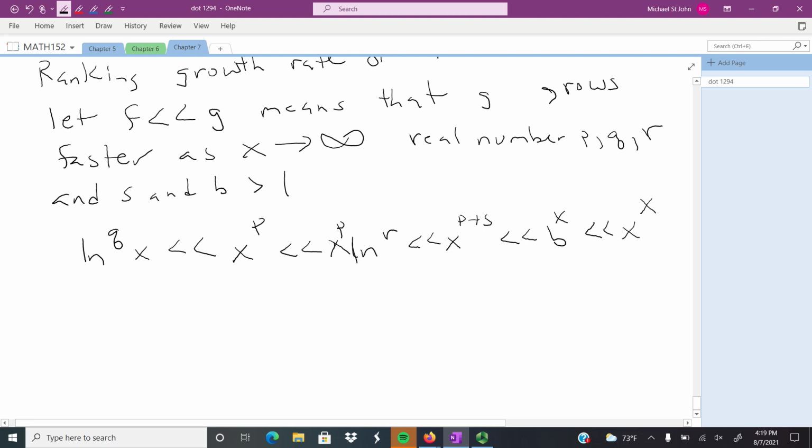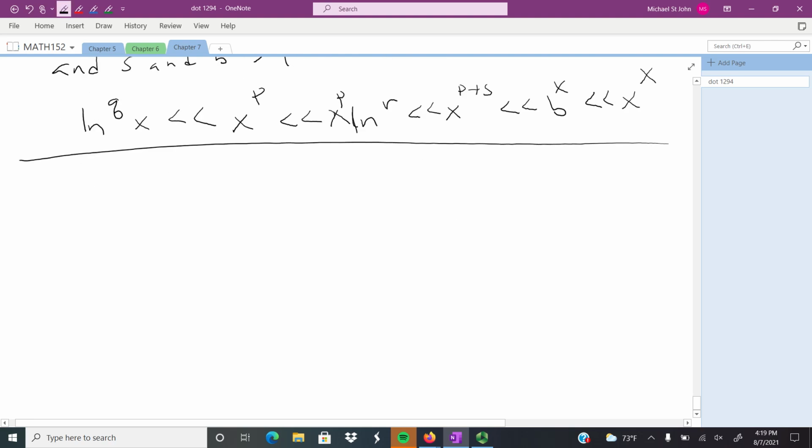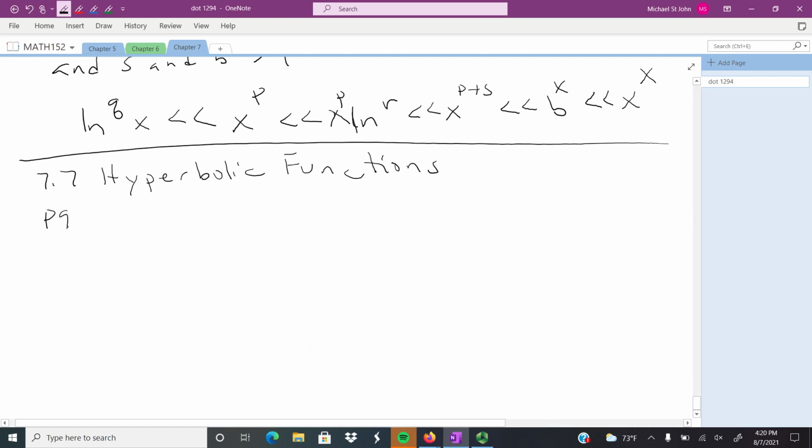Right. And so that gets us to the last section, which is 7.7, which deals with hyperbolic functions. And again, I'll be referring to a few pages in the book for some of the tables that deal with this stuff, right? So first off, let's go to page 487. So we're going to look at these pages. Let me just put them here. So you have page 487 and page 488 first.